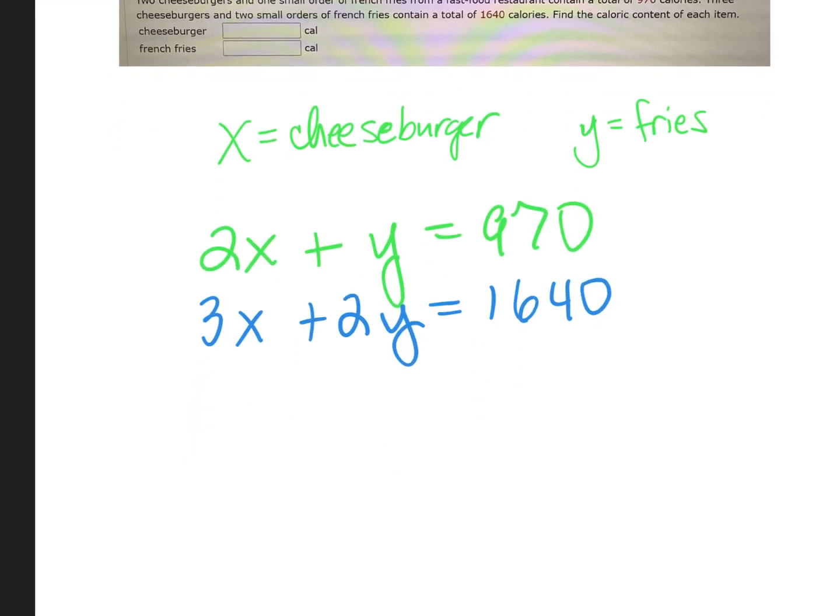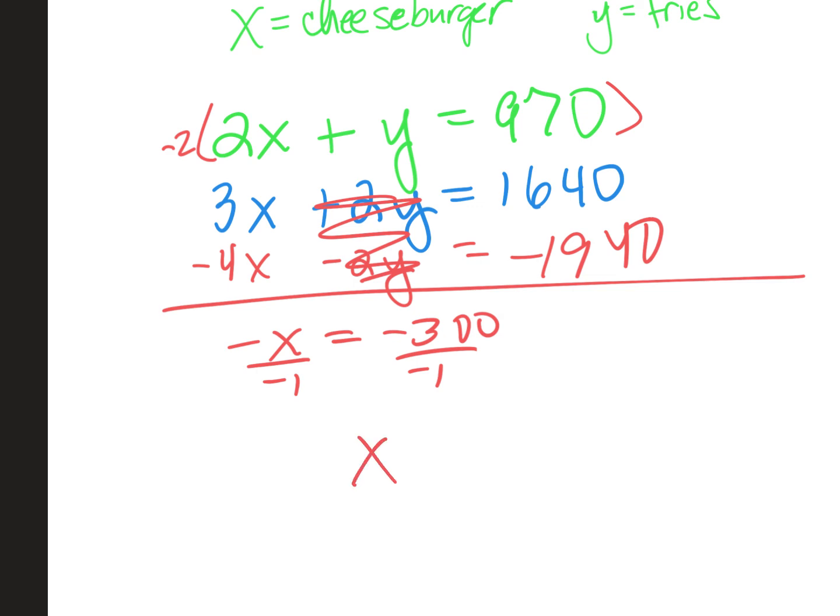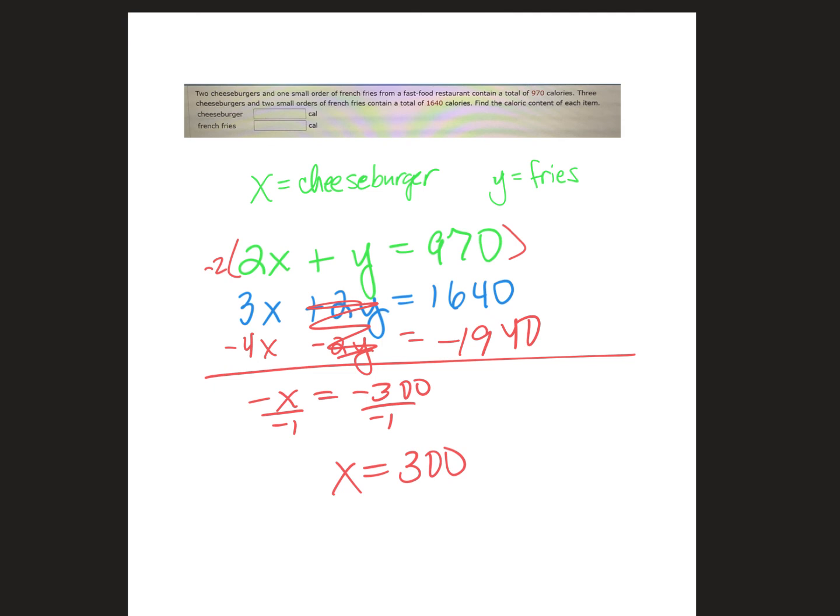Now you guys can decide which you want to eliminate, x's or y's. I'm going to eliminate y's because I can just multiply the top equation by -2. So that leaves me with -4x, -2y equals -1940. And then we solve. 3 minus 4 is going to give me -x. My y's cancel, and I have equals 1640 minus 1940 gives me -300. So divide both sides by -1, and x equals 300. So now we figure out that each cheeseburger has 300 calories in it.